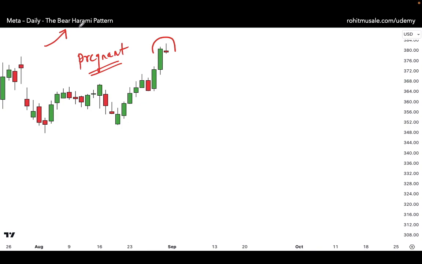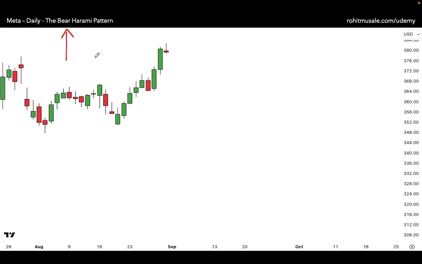That is why the name Harami, and between A and M there is a L that is silent. Anyways, that's a bear Harami pattern. This is a daily time frame chart of Meta, the company that owns Facebook and WhatsApp. So let's try to understand how to identify the pattern.